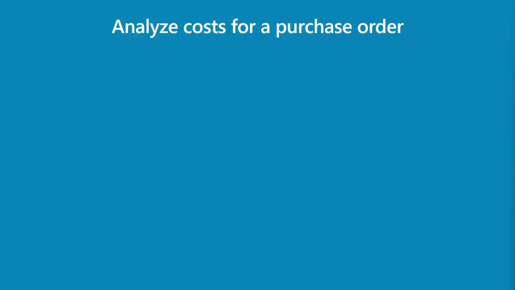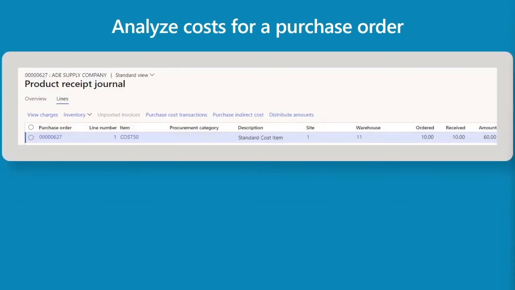In addition to using the variance analysis statement, you can also view the details of costs posted for a product receipt or invoice, including the indirect costs, by accessing the posted transactions. Here you can see a sample of the product receipt journal lines. This is accessed from the purchase order by clicking the Receive tab in the action pane and then clicking Product Receipt in the Journals group. In this screenshot, we have clicked to the Lines tab to view the details.